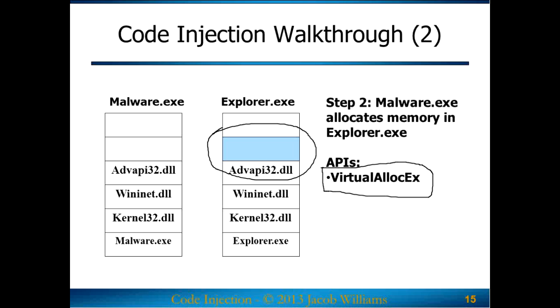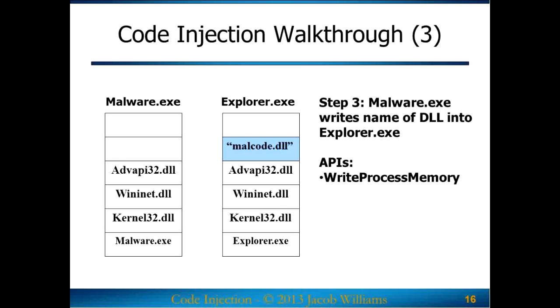If the attacker only wanted to allocate memory in his own process space, he doesn't have to call an API like that. He can just say malloc, or in some cases VirtualAlloc. But VirtualAllocEx very specifically is used to inject or to create a memory space in a remote process.